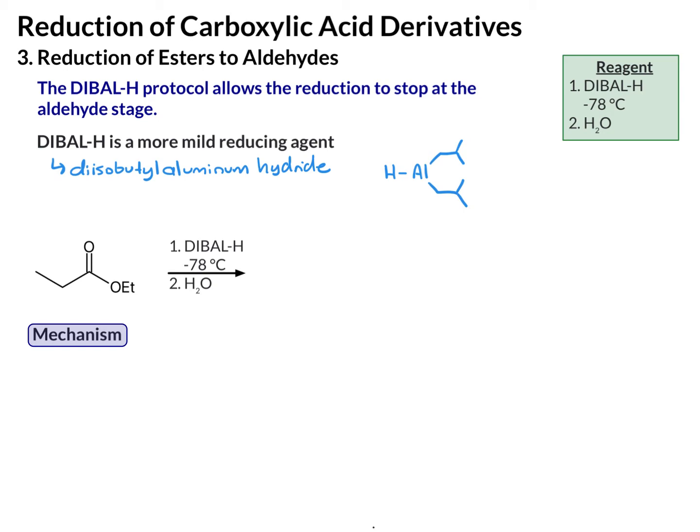And in most cases, I'll just write DIBAL over the arrow. You could also abbreviate this as just the isobutyl groups, like this.